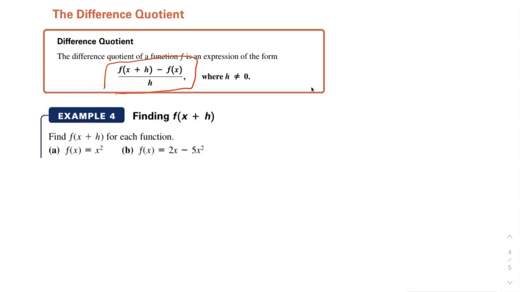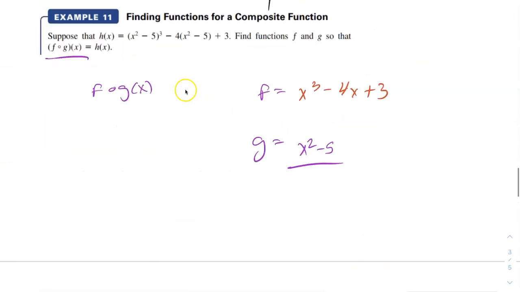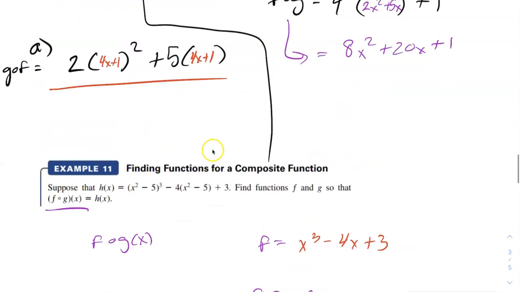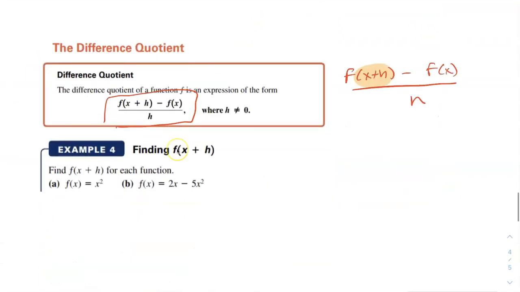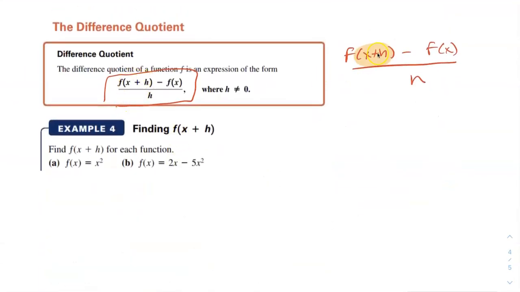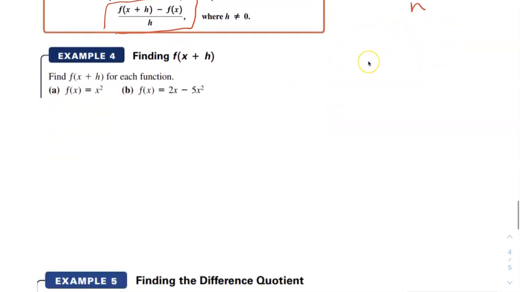So that's the difference quotient: f of x plus h minus f of x, all over h. Now the tricky part for most people is this right here, x plus h. If you understood plugging one function into another function, it's the same concept. Whatever my x is, instead of x, I'm plugging in x plus h. So it looks a little weird. Let's do one real quick.